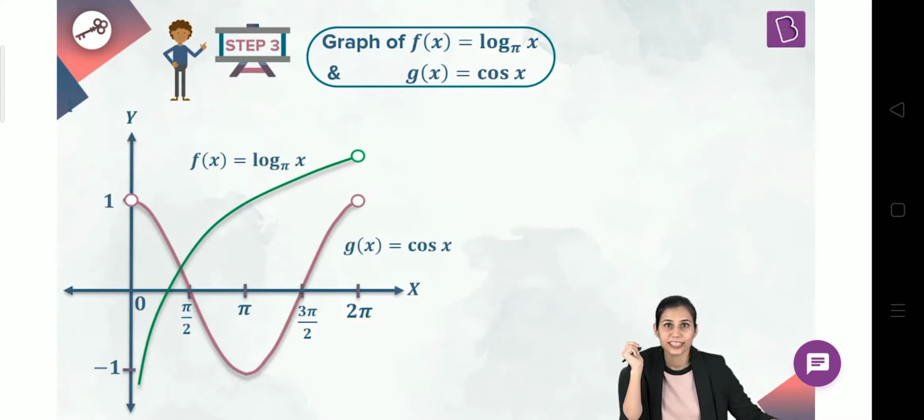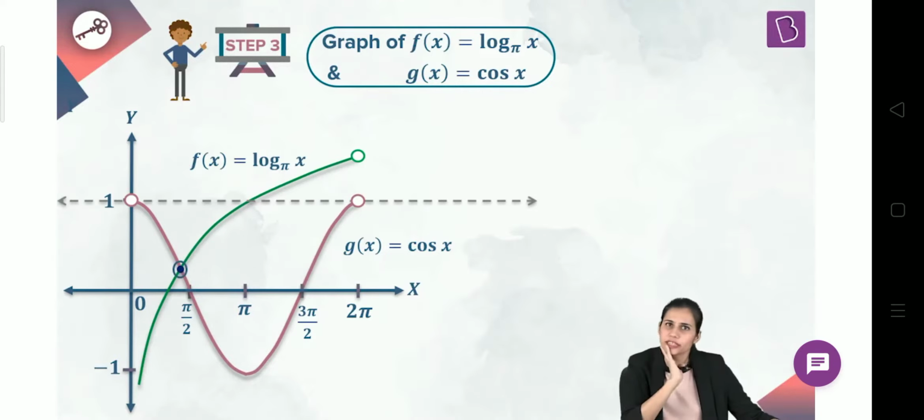Well, here they are. Now what I have to do is count the number of points of intersection of both the graphs. So right now, evidently, I can see only one point of intersection. Yes? So can I justify that there won't be any other point of intersection apart from this?